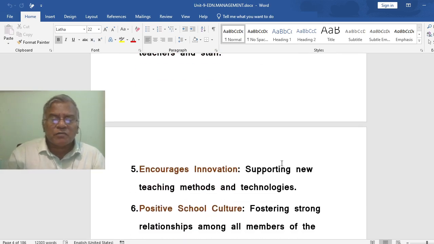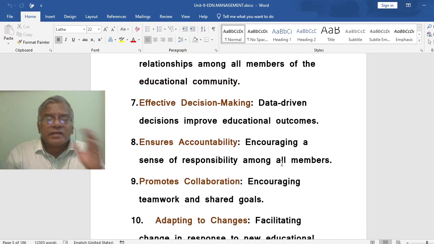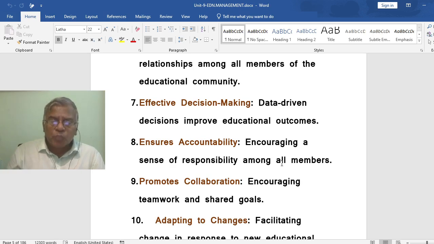Then encouraging innovation. For that also we need this: supporting new teaching methods and technologies. Then educational management and administration provides a positive school culture. It fosters a strong relationship among all members of the educational community. Then effective decision making: data-driven decisions to improve educational outcomes. So educational management and administration promotes effective decision making.